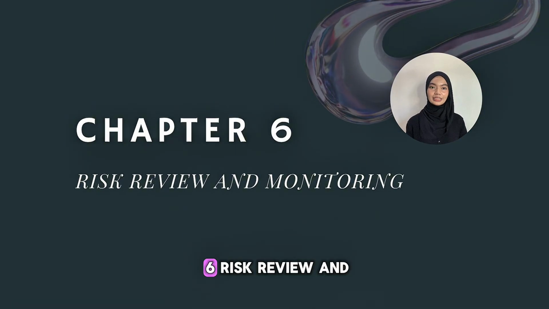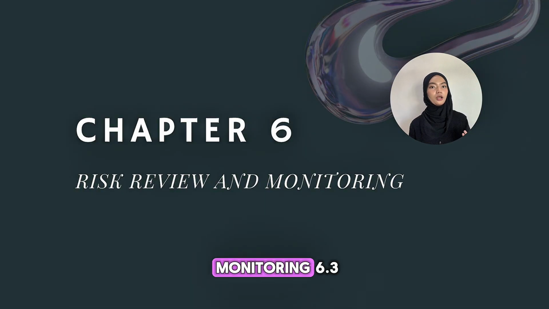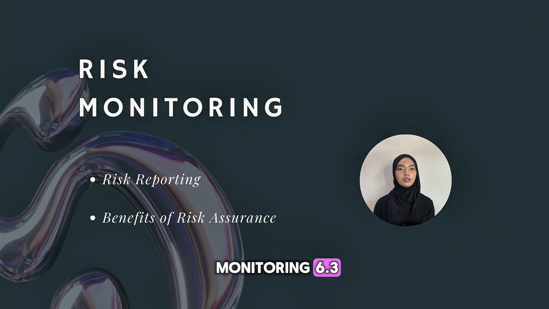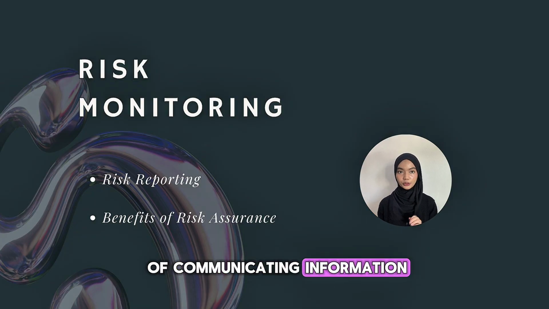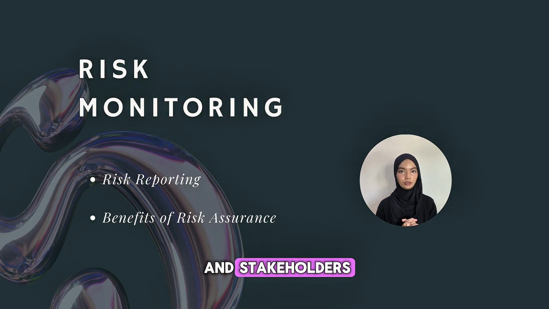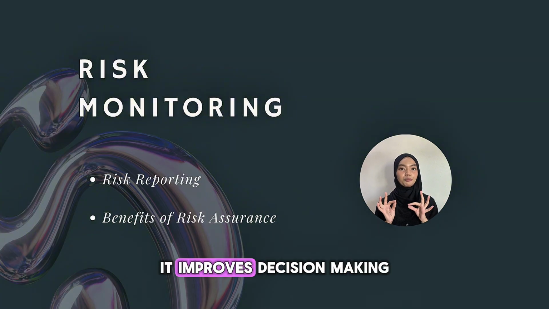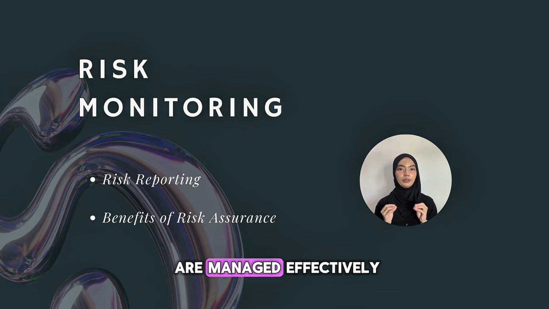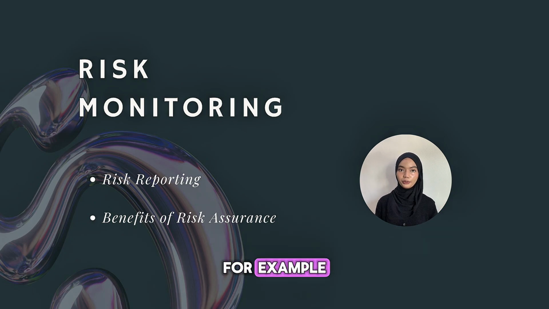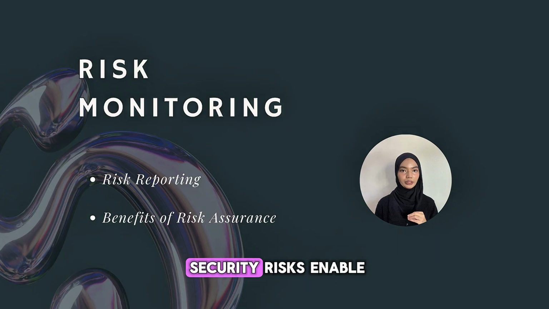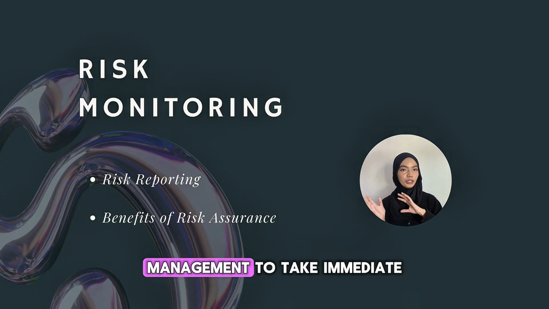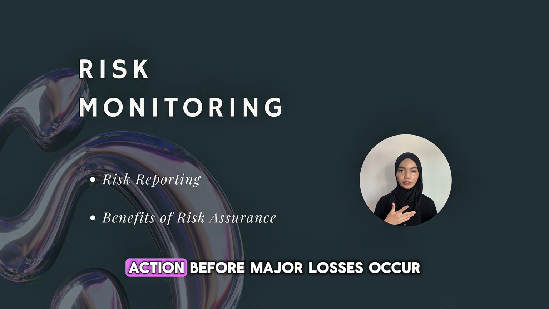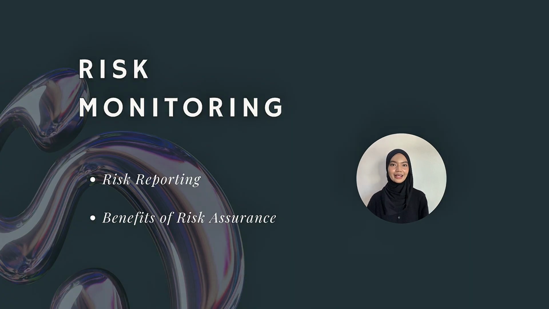So now it's Chapter 6, Risk Review and Monitoring. 6.3, Risk Reporting. Risk reporting refers to the process of communicating information regarding risk to management and stakeholders. The importance of risk reporting is that it improves decision making, increases transparency, and ensures that risks are managed effectively. For example, regular reports on cybersecurity risk enable management to take immediate action before major losses occur.